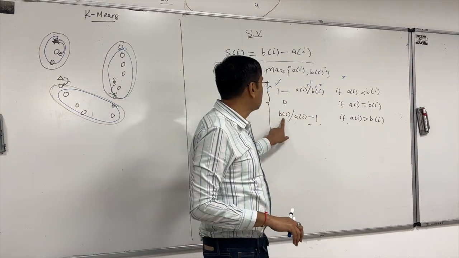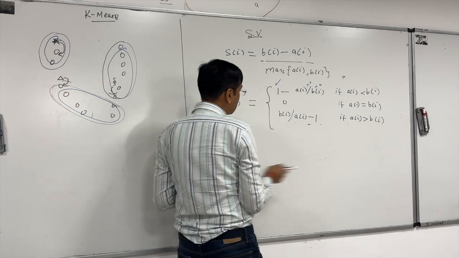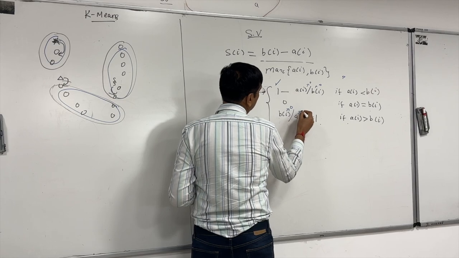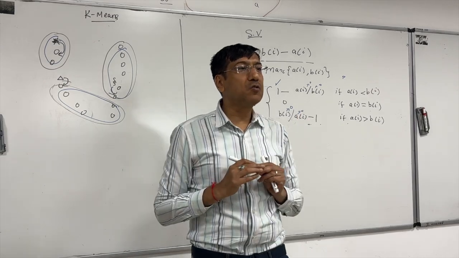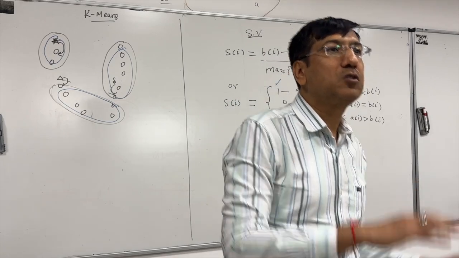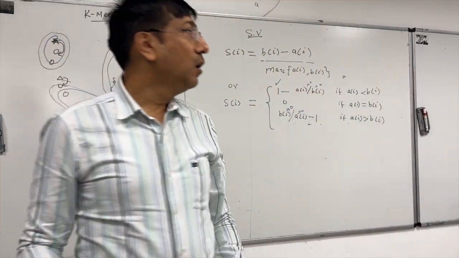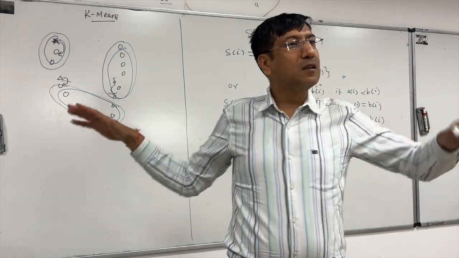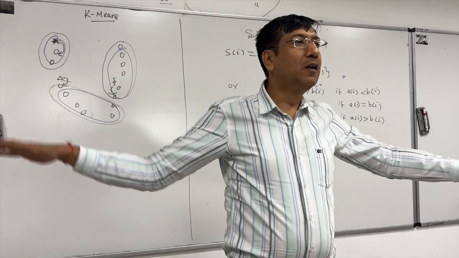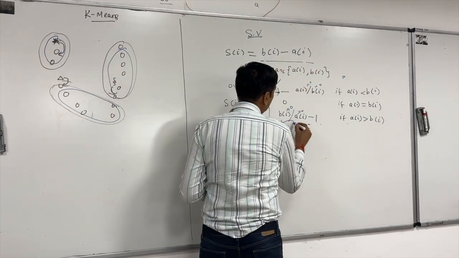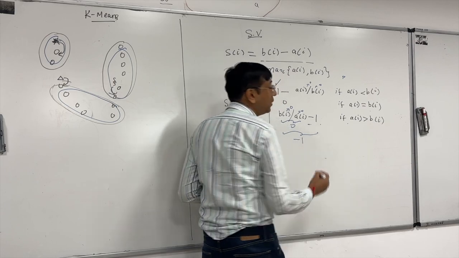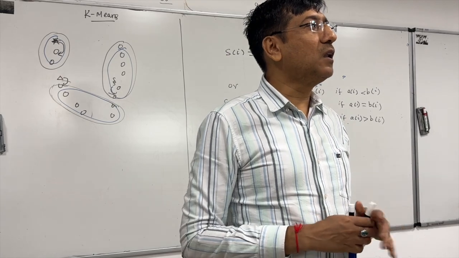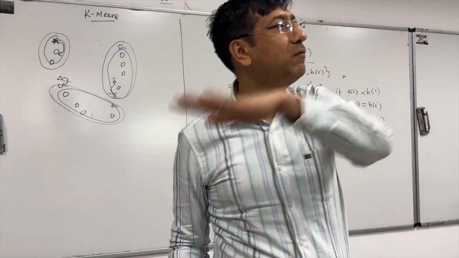Look at the last case. If BI tends to 0 and AI tends to infinity or gets large, if BI tends to 0 it means that you are very close to the points in the other cluster, and your AI is large, which means that the points from the cluster you are in are really spread out, which means that this will tend to 0 and this whole thing will become minus 1, meaning you are in a really bad clustering.